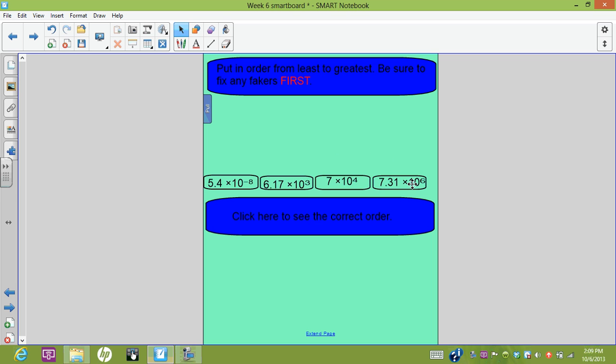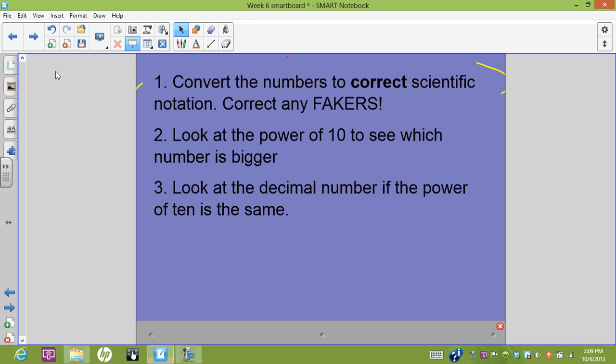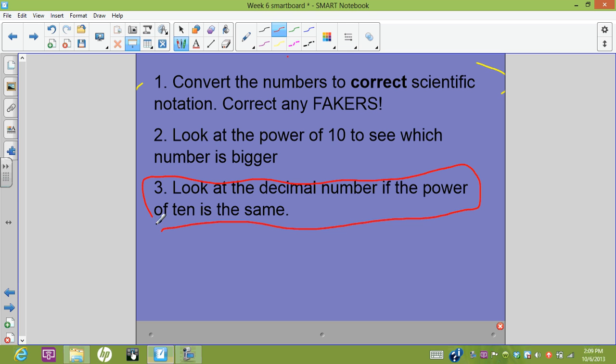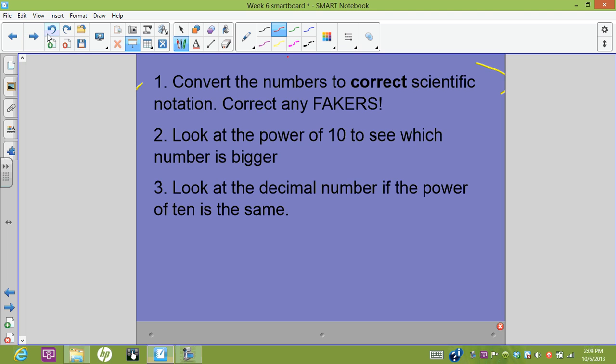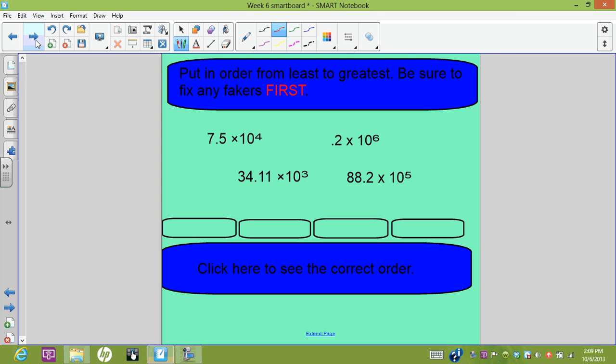to the 6th. Notice that we never had to use the third step here. We never had to look at the decimal number because all of our powers of 10 were different in our example. So hopefully you wrote that one too. If not, go back and write it. Here's another example for you.